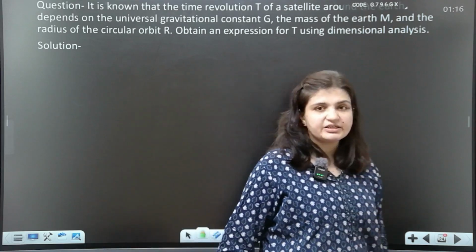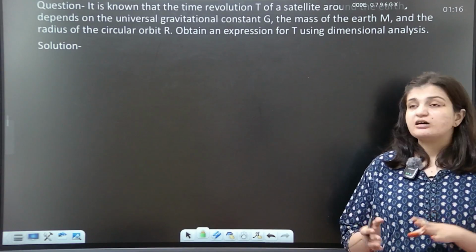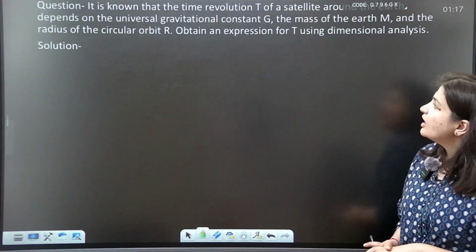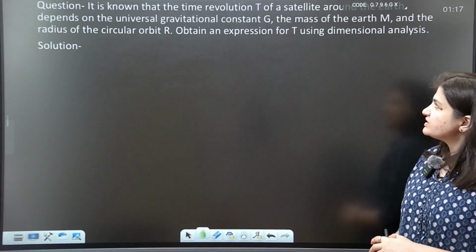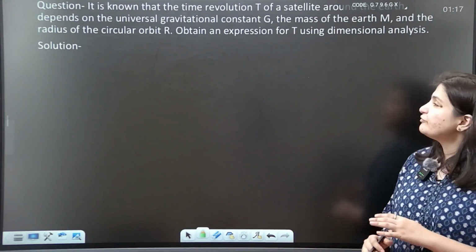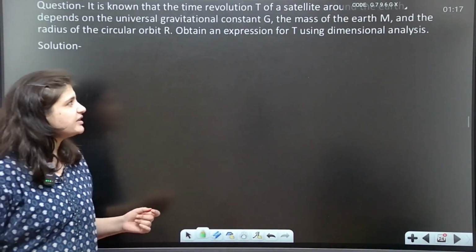So let's first understand what it is saying. It is known that the time of revolution of a satellite around a planet depends on the universal gravitational constant, mass, and the radius. We have to find the dimension of T.